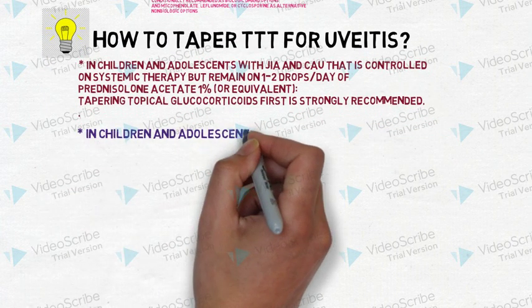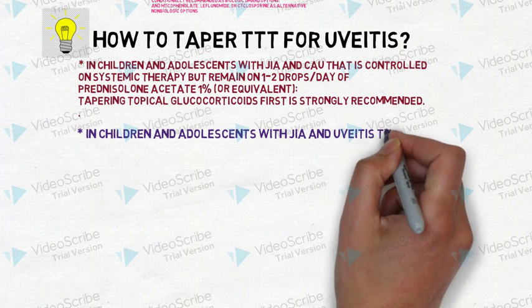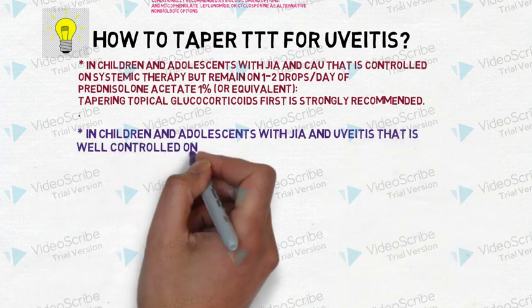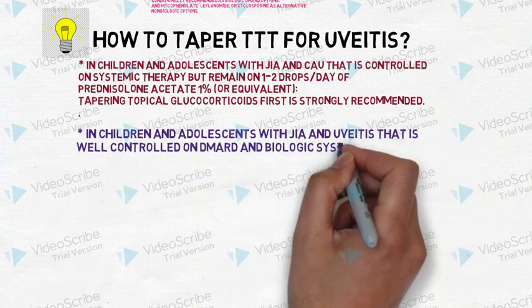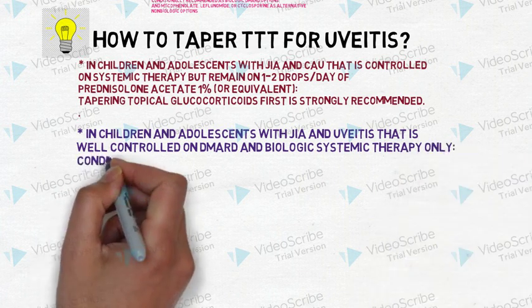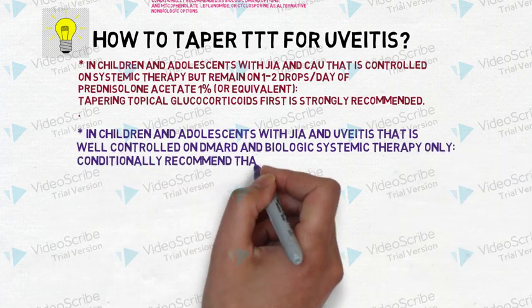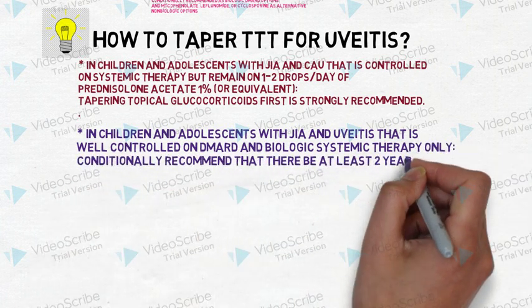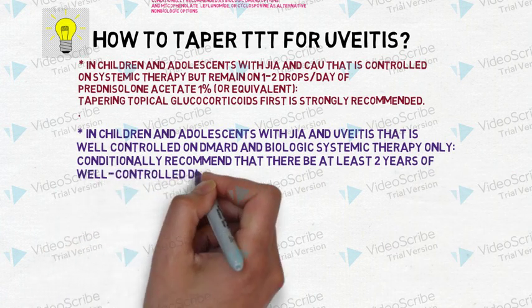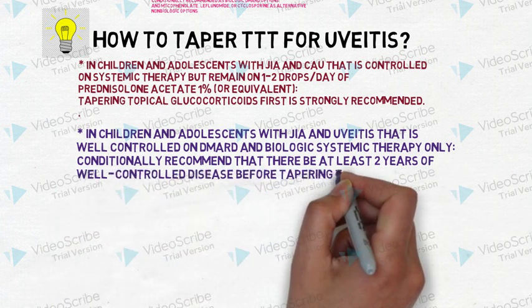In children and adolescents with JIA and controlled uveitis on systemic therapy alone, we can taper systemic therapy only if we have at least 2 years of well-controlled inactive uveitis.